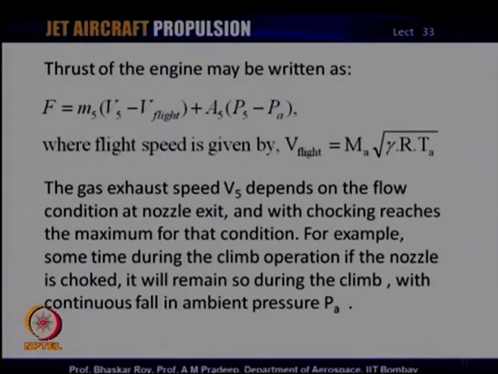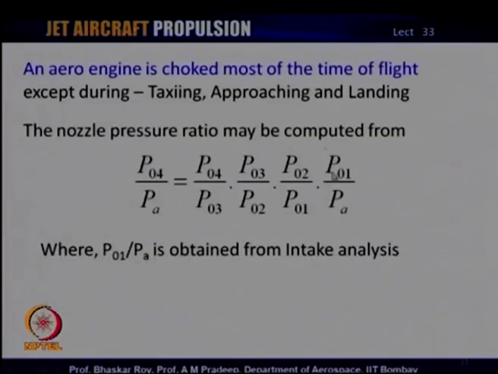During the climb operation, if the nozzle is choked, it will remain so during the entire climb with continuous fall in ambient pressure. Now, this is something which we just saw, that if your ambient pressure is falling, all the other pressures would start to fall actually. On the other hand, your flight Mach number is increasing. So, the pressures may get restored. We need to ensure that during this entire climb operation this nozzle pressure ratio remains at choked value.